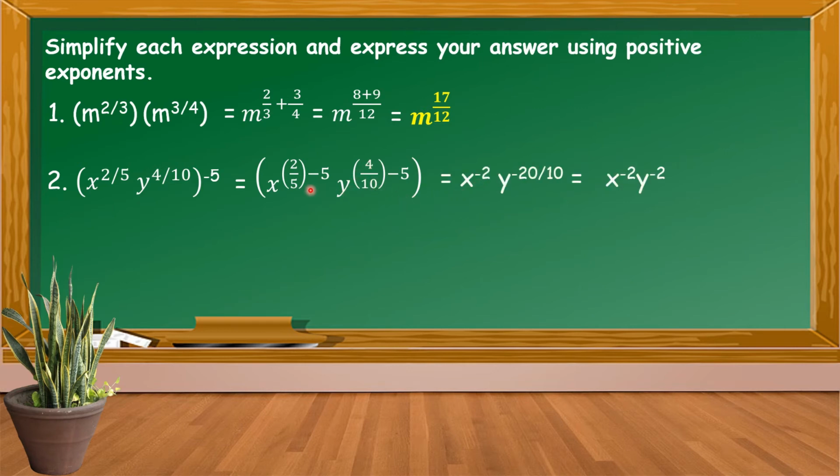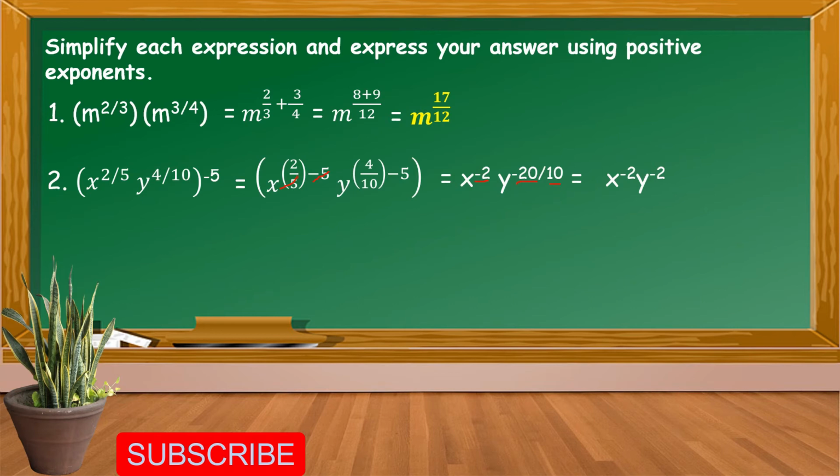And we have x raised to the power of negative 2. Why negative 2? We cancel the 5 and the 5, so what's left is negative 2. That's why we have negative 2 here. Next, 4 times negative 5 is negative 20 over 10. Then our answer is x raised to the power of negative 2, y raised to the power of negative 2.